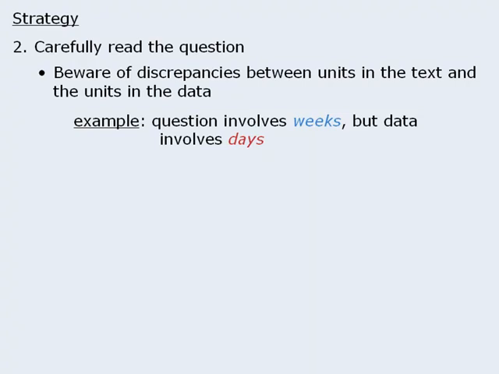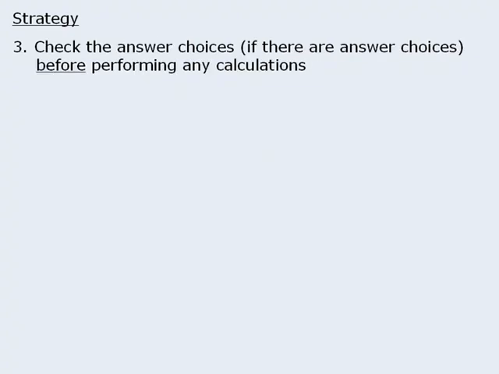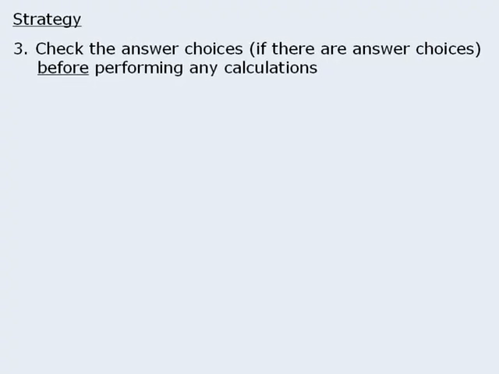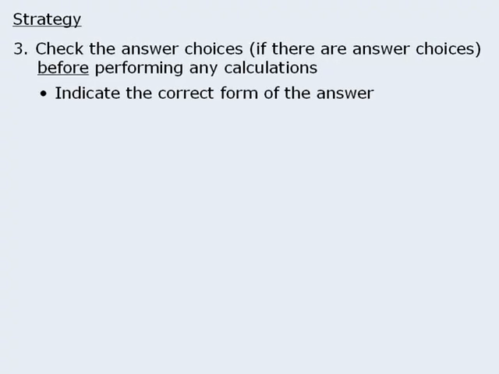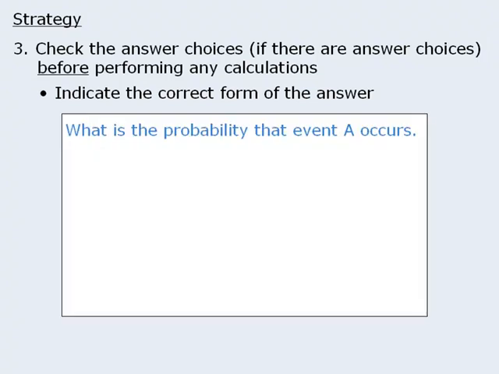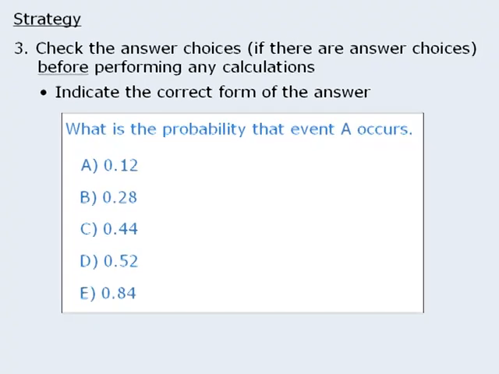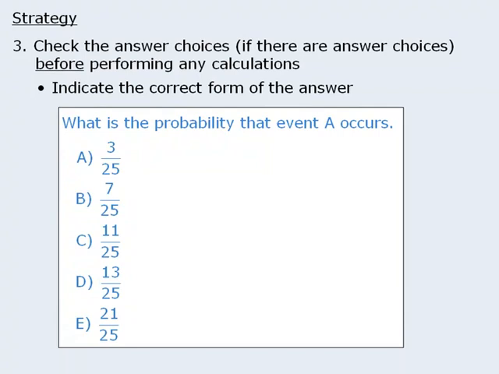Finally, once you fully understand the question, your next step is to check the answer choices before performing any calculations. There are two reasons for this. First, the answer choices will indicate the correct form of the answer. For example, if the question asks you to find a certain probability, the answer choices can be expressed either as decimals or as fractions. So if you don't know the correct form of the answer, you might unwittingly perform more calculations than are necessary.